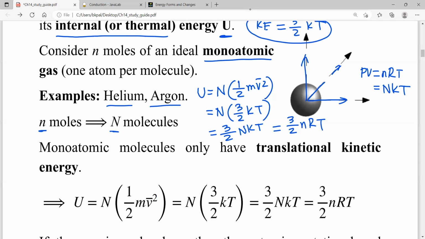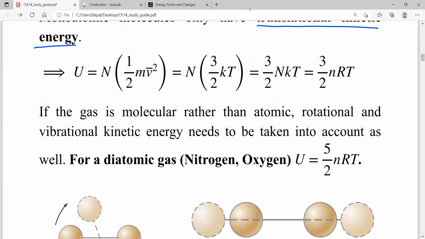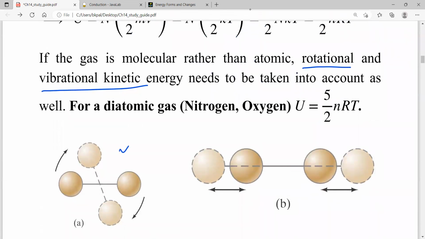Now, monoatomic molecules are simple because they have only translational kinetic energy. That's why it's easy to derive. And from the last lecture, you already know that translational kinetic energy is equal to 3/2 kT. But when we have a diatomic molecule, for example, nitrogen or oxygen, we have to consider also rotational kinetic energy and vibrational kinetic energy. Rotational kinetic energy means, you see this one here, it can rotate. Diatomic means 2 atoms in one molecule, so you see that it can rotate.